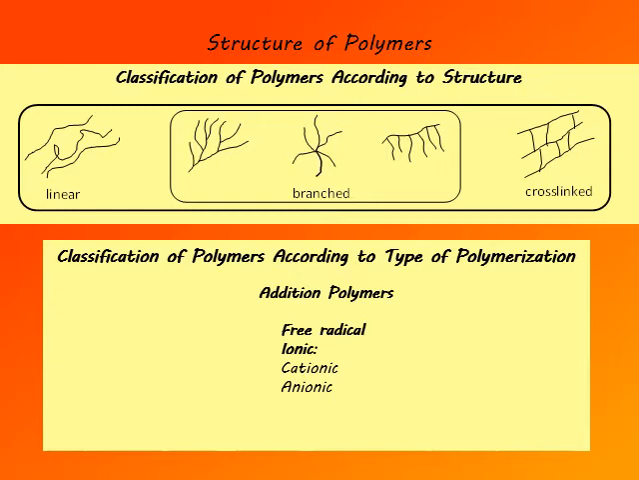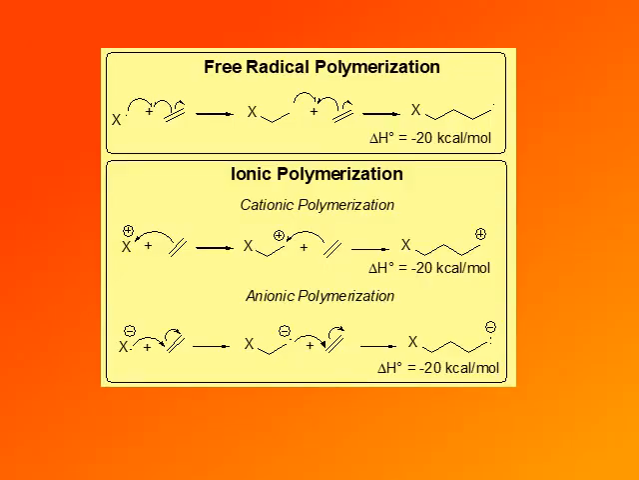So addition polymerization could be free radical addition or ionic. And in turn, ionic could be either cationic or anionic polymerization. And as I just mentioned, another different type of polymerization is condensation polymerization. So free radical polymerization involves polymerization of alkene. So alkene is monomer. So alkene reacts with free radical initiator.